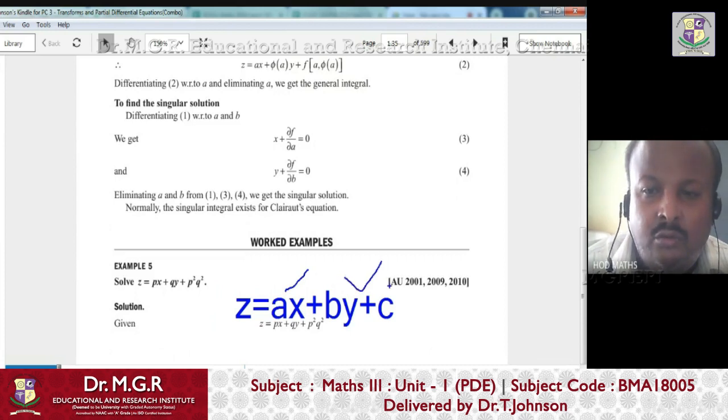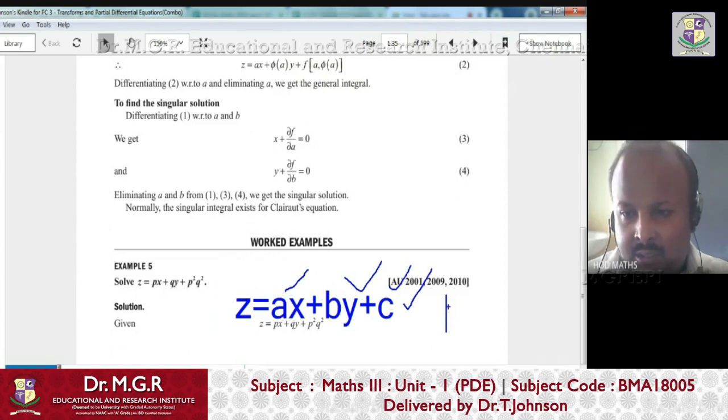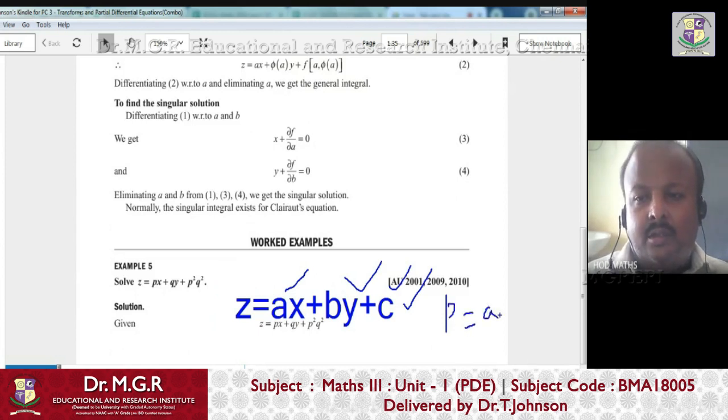So now how to make it a complete solution? Again, same procedure, whatever you have seen in type 1. Differentiating this equation with respect to x and y, we get the relation p equals a and q equals b.